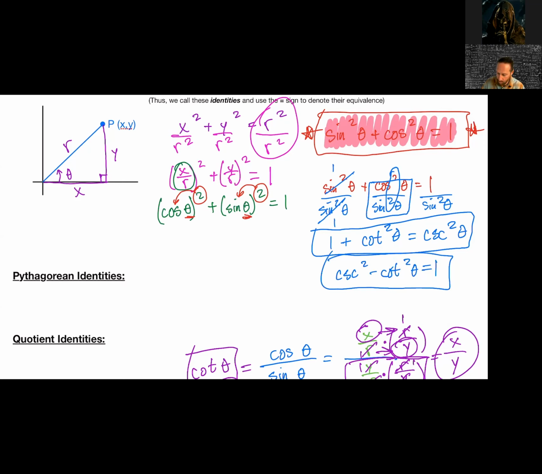But we got sine and cosine. We got cosecant, cotangent. We're missing tangent and secant. So guess what we're going to do again to that equation? We're going to divide it by the other one. Good. And what is the other one? Cosine. Very good. I will now manipulate by dividing all by cosine squared theta.